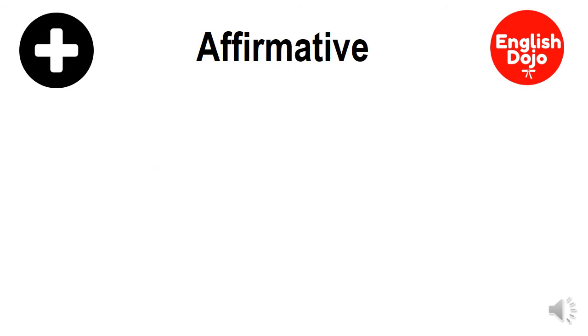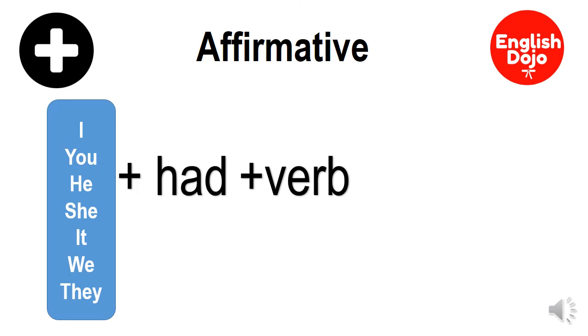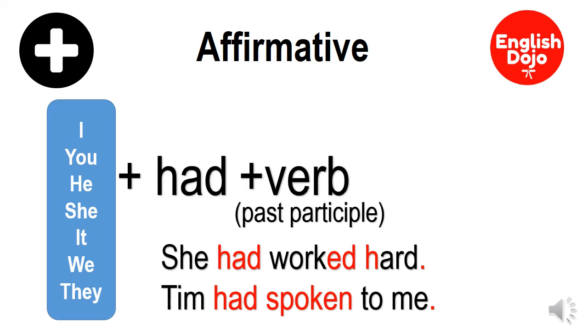In the affirmative form, it's really simple. You have the pronouns. You need to add the auxiliary, in this case had, and then the verb. Remember, the verb must always go in the past participle. As an example, she had worked hard. Another example would be Tim had spoken to me.